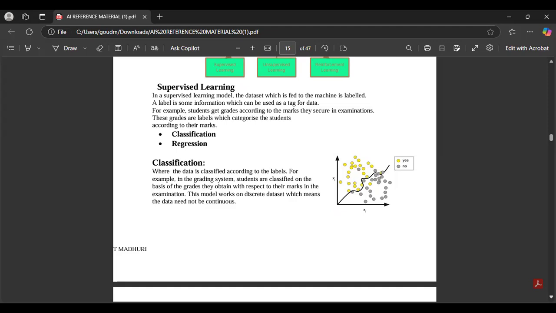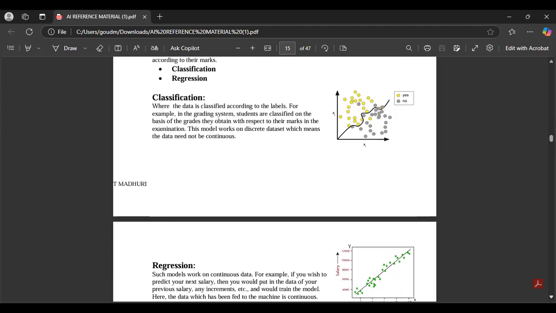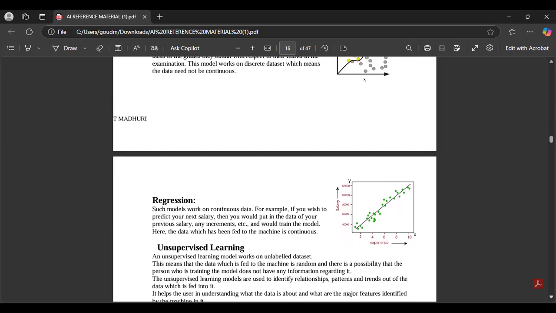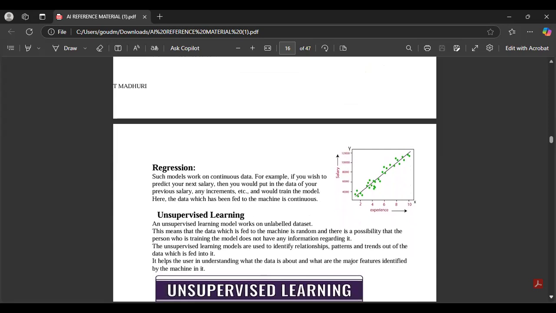This model works on a discrete data set, which means the data need not be continuous, right? This is a key term in classification, children. When they ask about classification, you have to define this and you have to draw this diagram. Next is regression. Such models work not with discrete data but with continuous data.